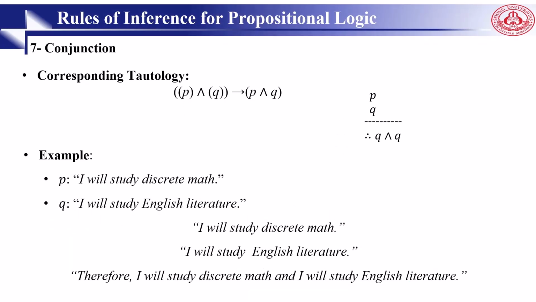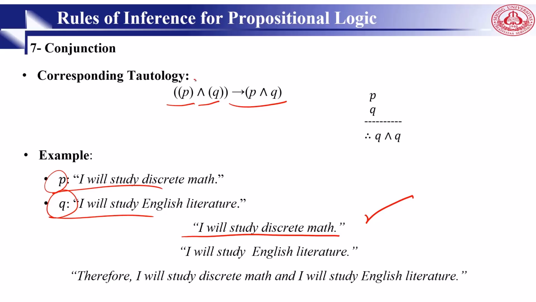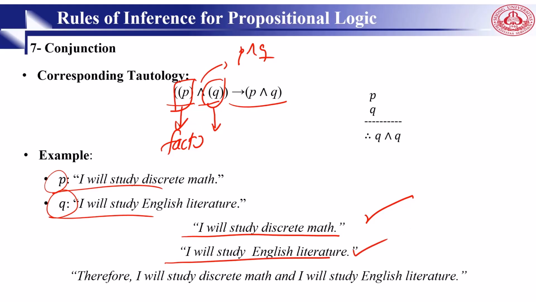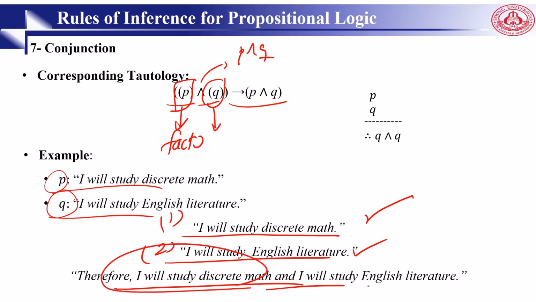Conjunction is the seventh rule, and the tautology for this one is P, Q implies P and Q. I will study discrete math. I will study English literature. This is P and this is Q. So once we have I will study discrete math, this is a fact. This has happened already. That's why they are in parentheses. It means facts. This is different from P or Q, right? When there are parentheses, it means it happened. So this is one fact. I will study English literature is also one fact. So based on these two facts, we can conclude that both of them happen, right?